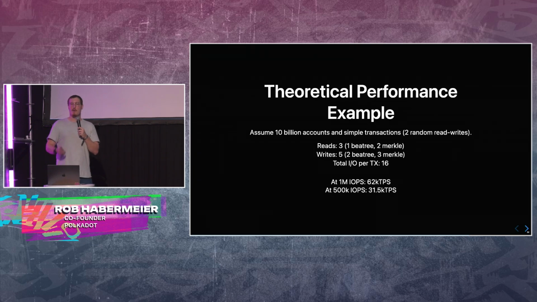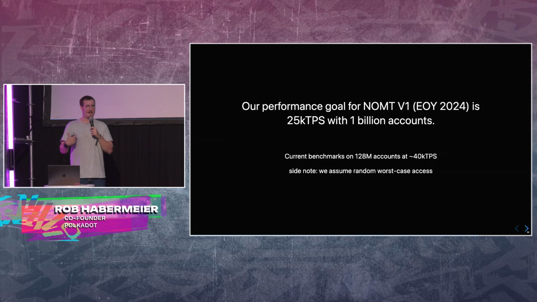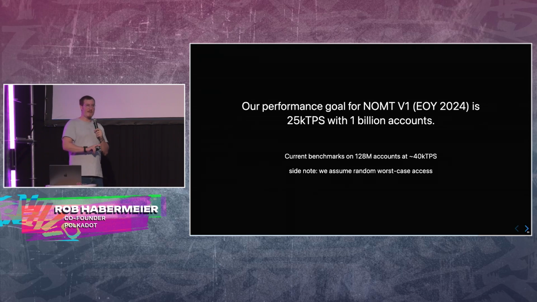We've set a fairly modest target for performance in V1, which we're aiming to release at the end of year. We're doing our final milestone right now of testing, optimization, reliability, documentation. Expected end of year 2024 is to do 25,000 transactions per second with 1 billion accounts. Our current benchmarks on 128 million accounts are showing around 40,000 transactions per second. Side note, this is assuming worst case random access, right?